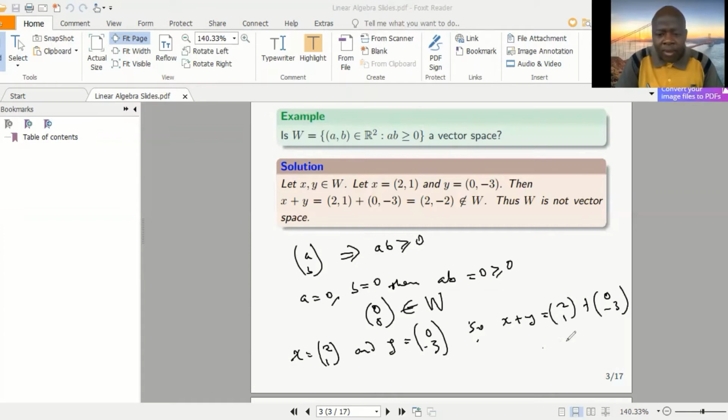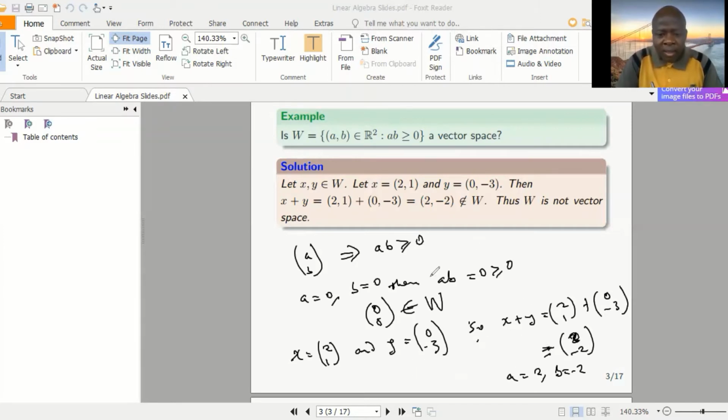And what this gives me is 0, gives me 2, -2. So that my A is 2 and my B is -2. Now this is what I get as the sum of these two vectors. Does this sum belong to W?